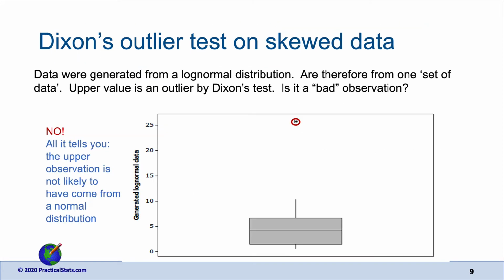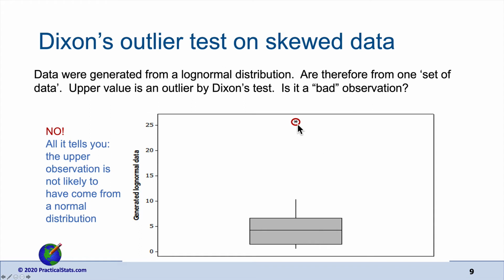Just as an example of the problems with outlier tests, here are data that I generated. I generated them from one log normal distribution. So they are not from a normal distribution. They're actually less skewed than most of the data that I work with. The box here looks fairly symmetric. Symmetric meaning that the top portion of the box is about similar size to the bottom portion of the box.